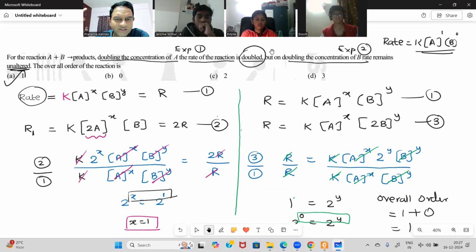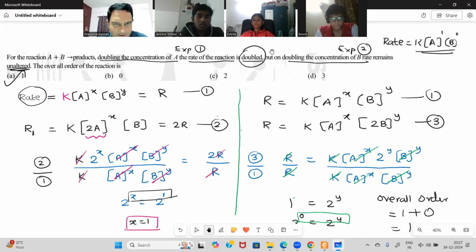1, that's it. So the order of the reaction with respect to the concentration of reactant A is 1. Now, Jerome, I'm doubling the concentration of B, keeping A as it is, right? There is no change; the rate is unaltered. Rate is unaltered means on the left hand side, what is the number I'm having?